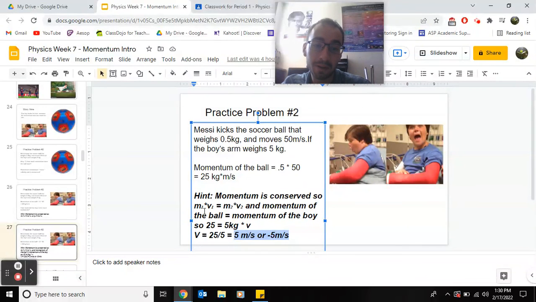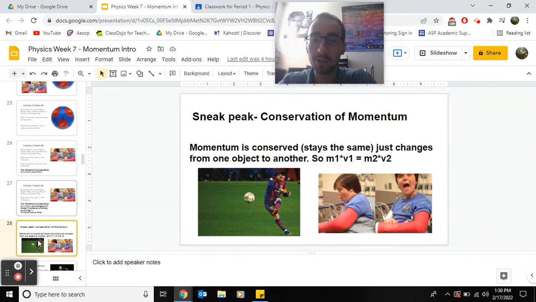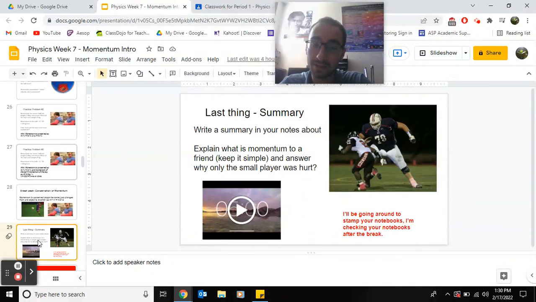We set the momentum equal to the mass of the kid's arm times velocity, and we had to solve for V. So we ended up having to divide. And this all works because momentum is conserved. It just changes from one object to another. Yep, please write a summary in your notes.